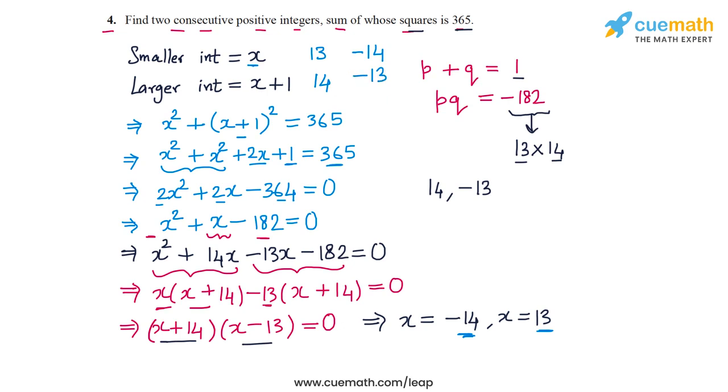But what we have to keep in mind is that we were told that the two integers are positive. So we cannot take this pair of integers. This is not a valid answer because of this reason. So the only valid answer in this case is 13 and 14. So the two consecutive positive integers, the sum of whose squares is 365, are 13 and 14.